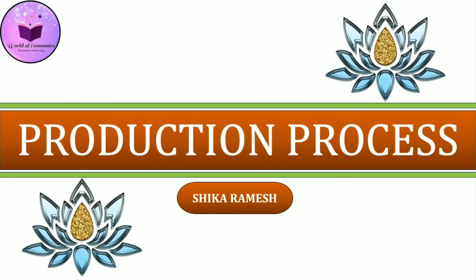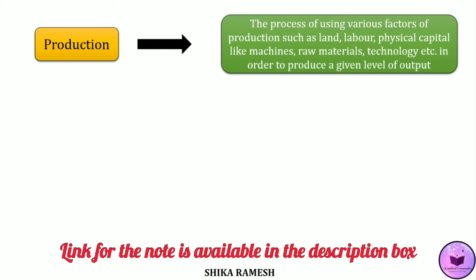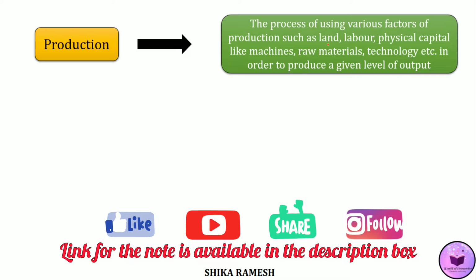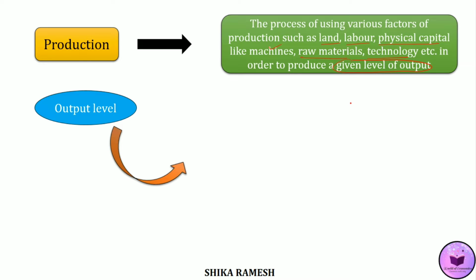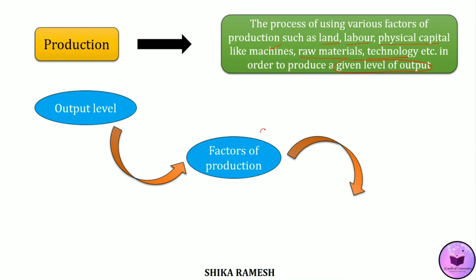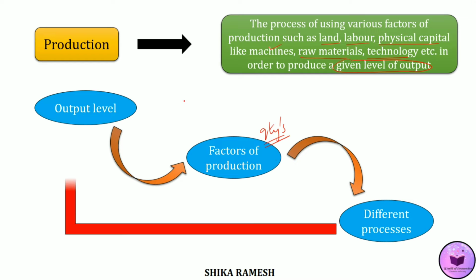Hello friends, in today's video we shall see what we mean by a production process. So production is a process of using various physical inputs or factors of production such as land, labor, physical capital such as machines or other equipments, raw materials, technology in order to produce a particular level of output. In simple terms, it means that in order to produce a given level of output, the firm requires various factors of production in various quantities, and these different combinations of factors of production go through different processes in order to produce that particular level of output.